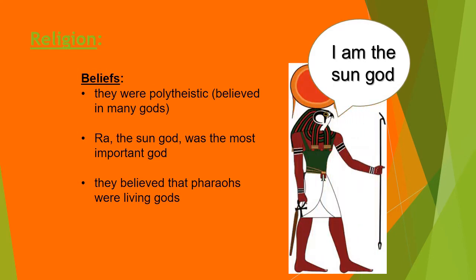Religion, beliefs. They were polytheistic, believing in many gods. Ra, the sun god, was the most important god. They believed that pharaohs were living gods.